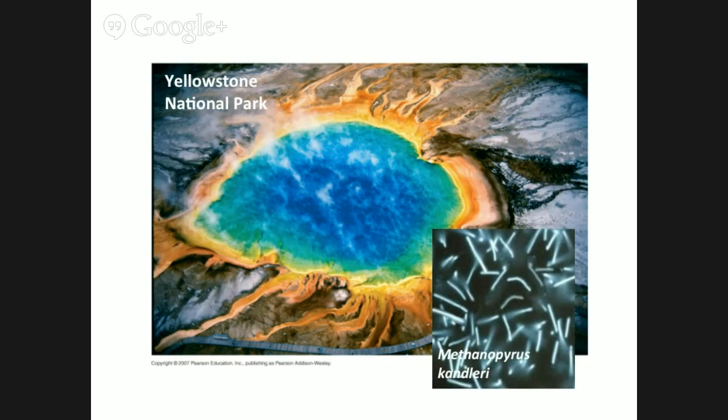This is an example of a thermophile that lives deep in the ocean, Methanopyrus kandleri. This is found in thermal vents at the bottom of the Mid-Atlantic Ridge. And these organisms can survive up to 122 degrees Celsius. Now, if you know your Celsius scale, 122 degrees Celsius is surprising because it's what?